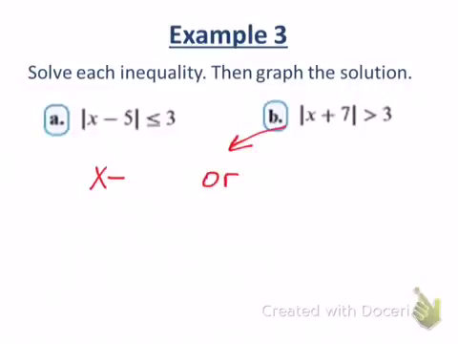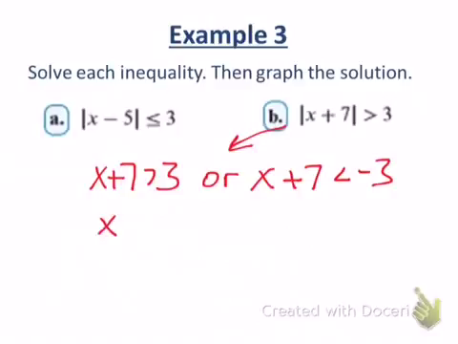So x plus 7 is greater than 3, or x plus 7 is less than negative 3. Flip the symbol, change the sign. Subtracting 7 on the left gives us x is greater than negative 4. Subtracting 7 on the right gives us x is less than negative 10.